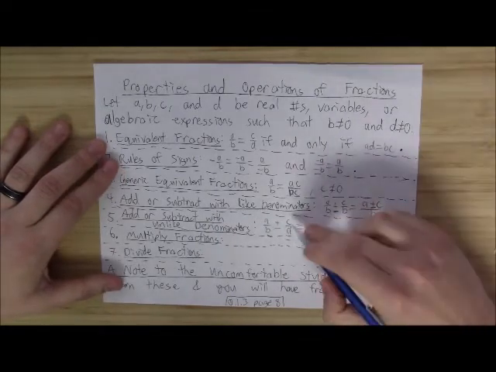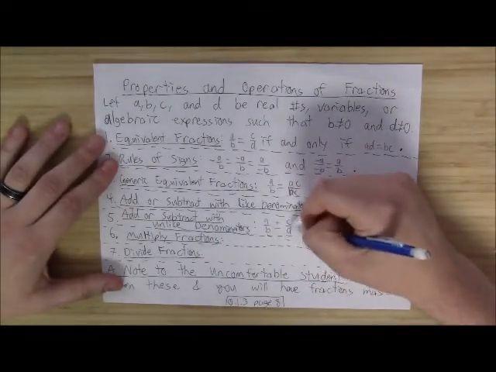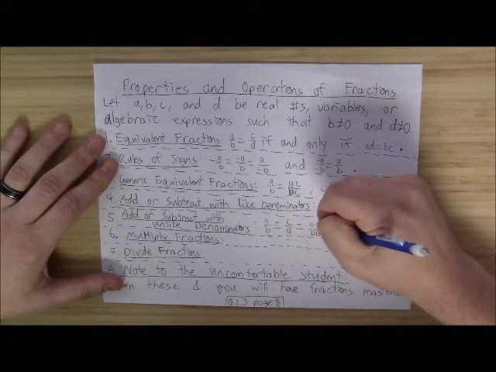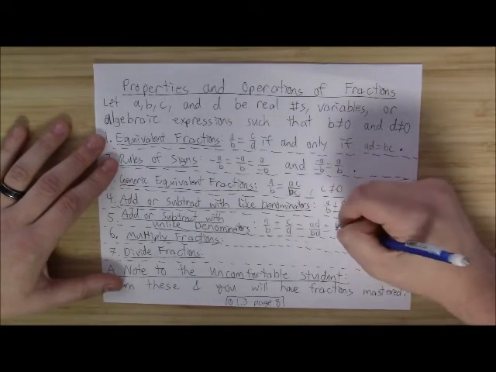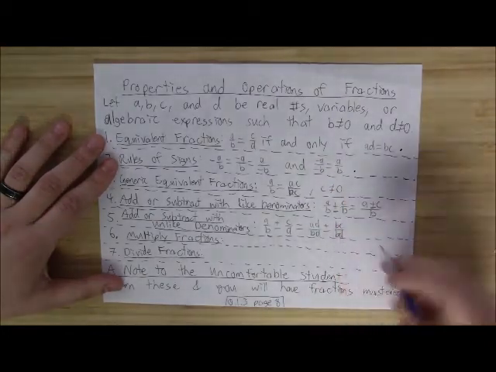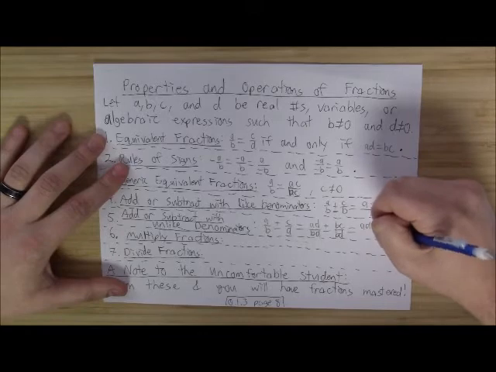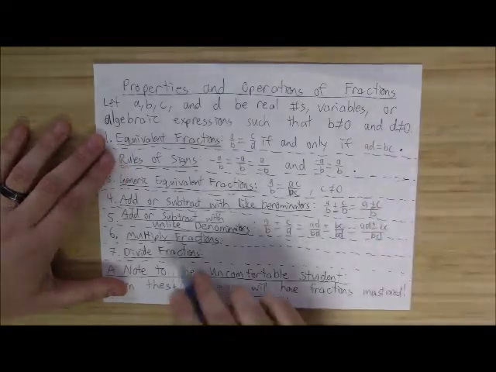To get the common denominator, we go ahead and multiply top and bottom by D here and top and bottom by B here. So we have AD over BD plus or minus BC over BD. Now that they have a common denominator, we can go ahead and combine them. So we get AD plus or minus BC over BD.